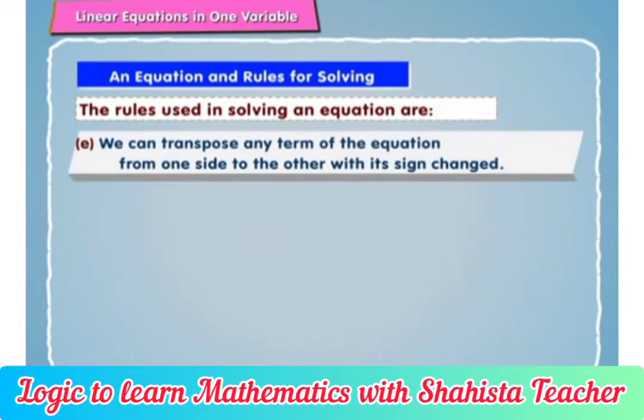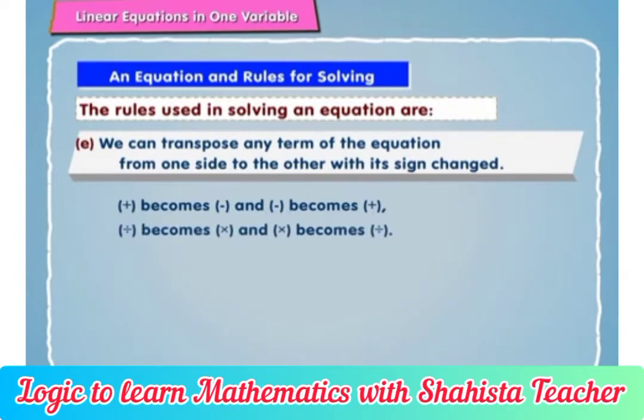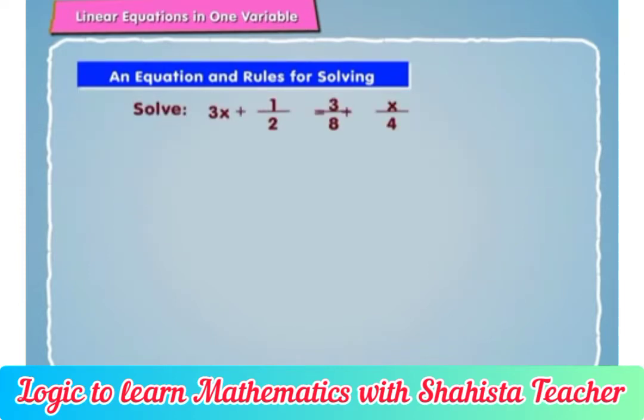Fifth, we can transpose any term of the equation from one side to the other with its sign change. Here plus becomes minus and minus becomes plus. That means addition becomes subtraction, subtraction becomes addition, multiplication becomes division, and division becomes multiplication.